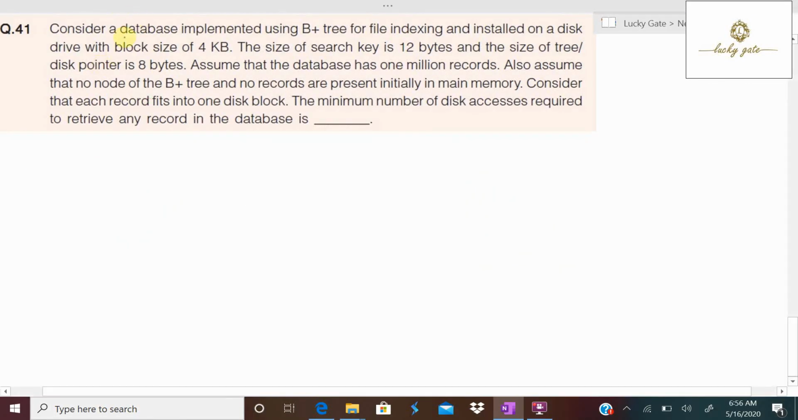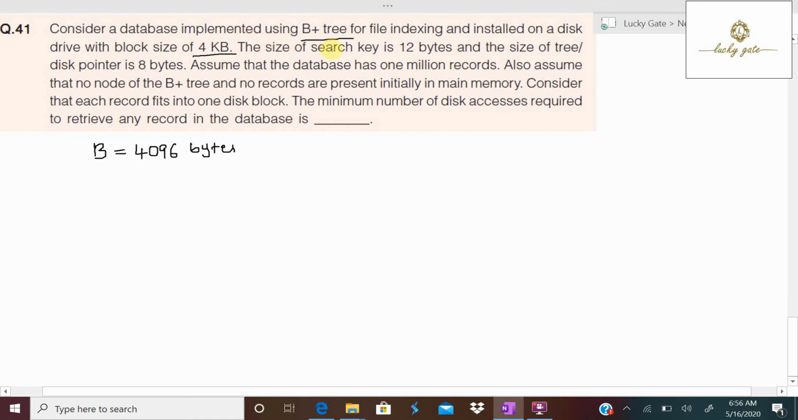Here in the question, it is clearly mentioned a database implemented using B+ tree data structure for file indexing and installed on a disk drive with block size 4 KB. Here first we collect some data from the question. It is mentioned block size. I am calling B equal to 4 KB. 4 KB is nothing but 4096 bytes.